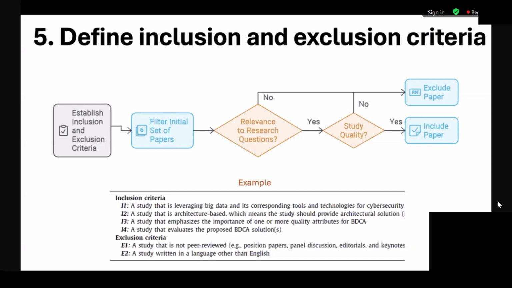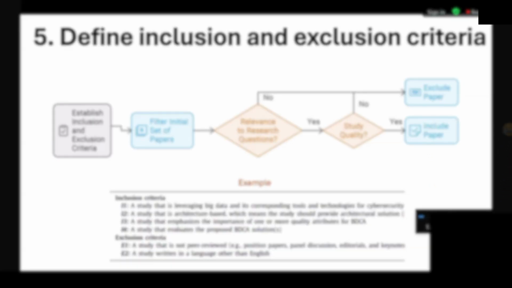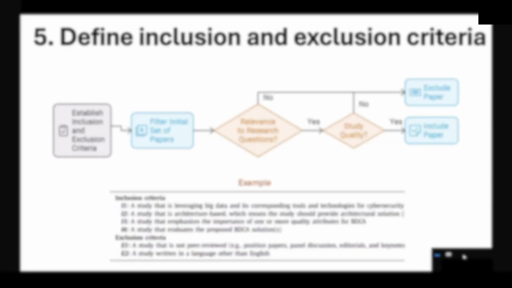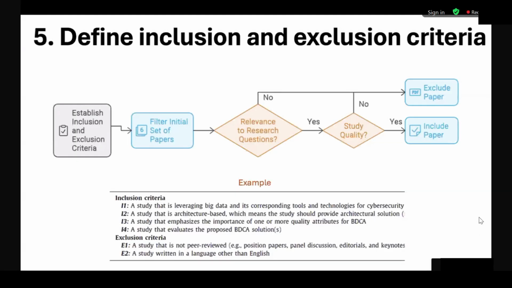What happens is that when you run the search string, you get a huge number of papers returned. For example, when I executed the search string shown in the previous slide, it returned around 4,500 papers. Now, it's not possible to include 4,500 papers. That would take me maybe 3 years to read all those papers. So we have to define criteria for which papers are going to become part of our paper and which are not.